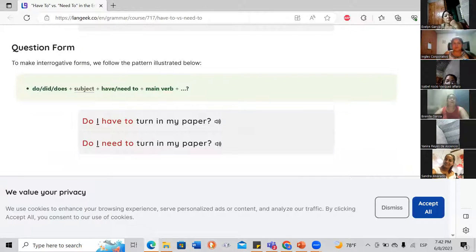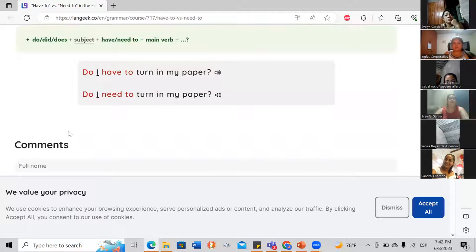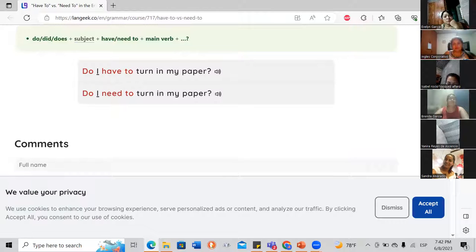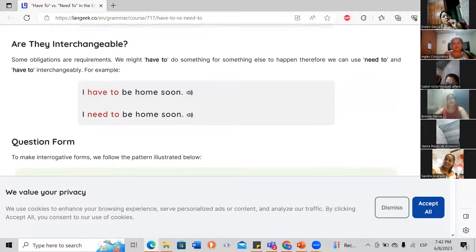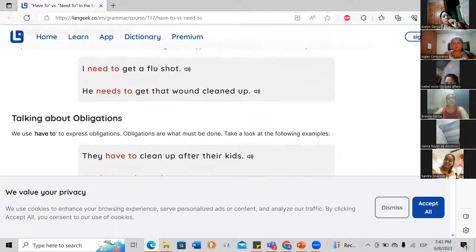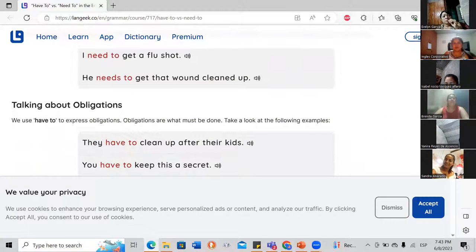Okay, let me see. This is like equations. Como preguntas, do I have to turn in my paper? Do I need to turn in my paper? Okay. It's like entregar, okay? Entregar. Okay, like equations. Do you have, tienen preguntas de esto? When we're going to use need to or have to?